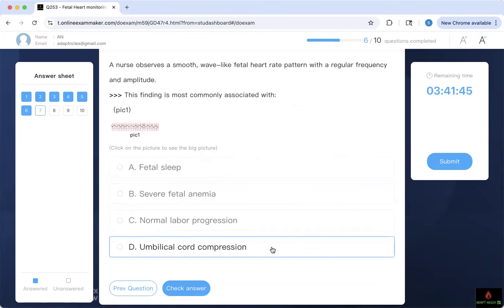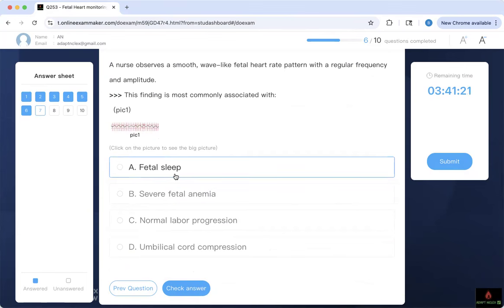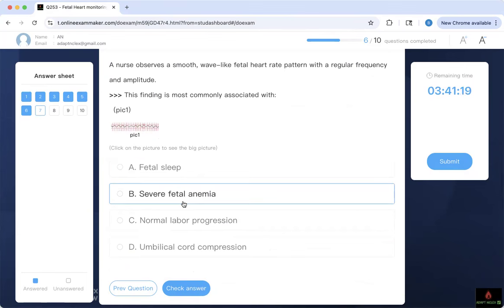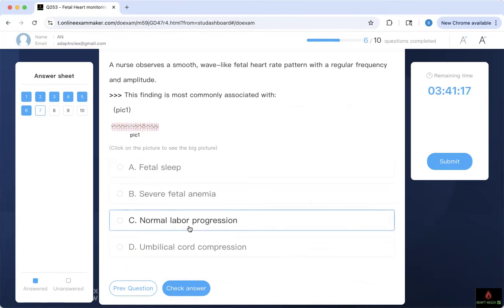Which finding is most commonly associated with? Well, and next observe a smooth. Pay attention. Sometimes they will describe it and you have to figure it out. Wave-like fetal heart rate pattern with regular frequency and amplitude. That means it's regular, it looks normal, but it's very smooth, it does not have wavy edges. Is the baby asleep? Is it anemia? Is it normal labor progression or cord compression?